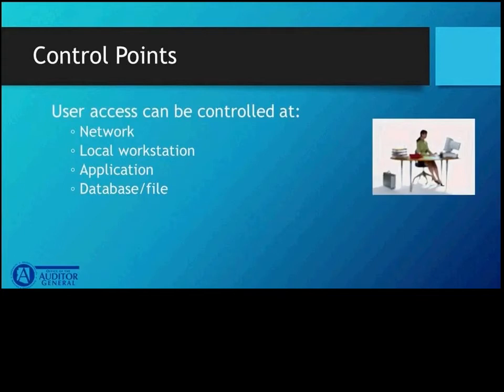Whether setting employee or third-party user access, generally user access can be controlled at 4 different levels. First, at the network level. The network administrator helps establish a user ID and password to log on to the system. Next, at the local workstation level, users can be required to lock their computers while they are away from their workstation. Then, at the application level, additional user authentication can be required.